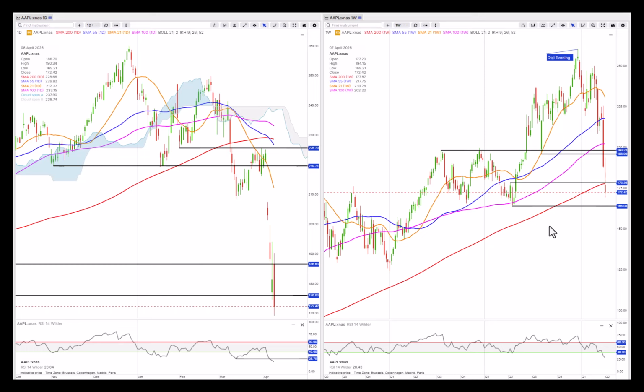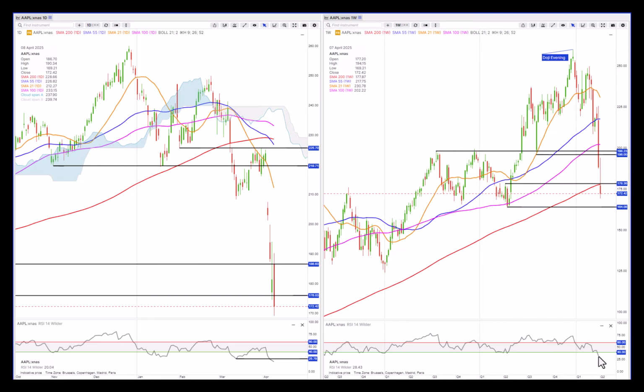If it moves back below that level and closes below, well, then there is further downside potential, with the potential down to 150 and possibly lower down to this consolidation area here around 140, 150, and maybe even lower. Negative sentiment on the RSI on weekly and also on daily. There's no divergence indicating lower levels for Apple.